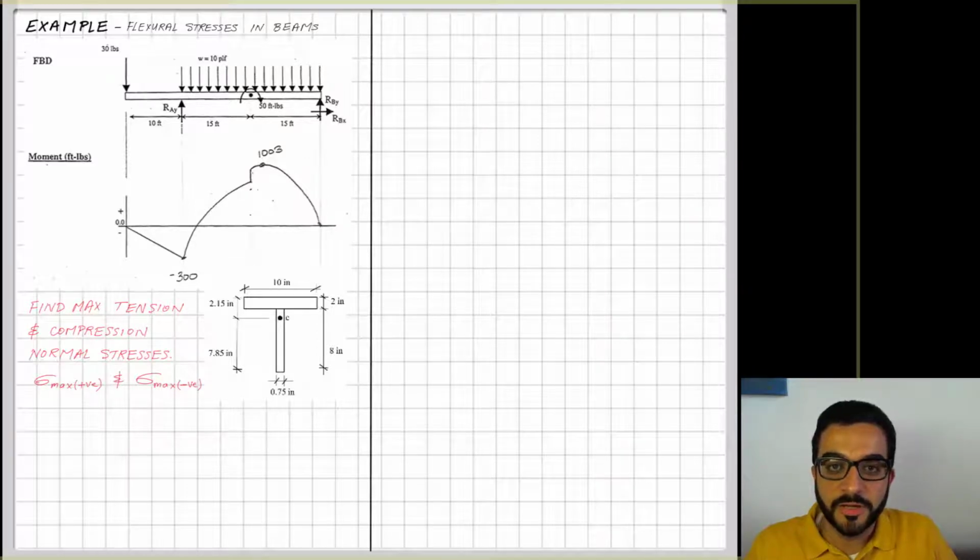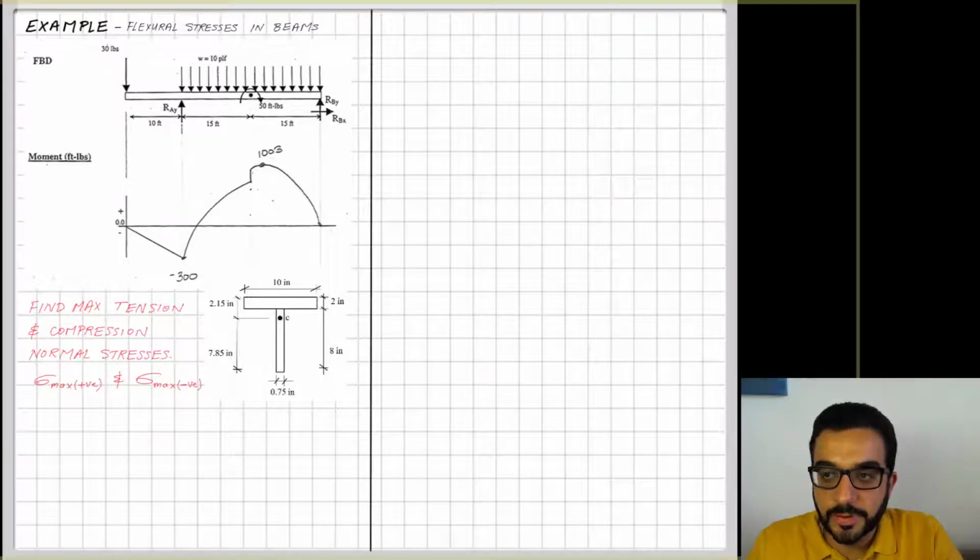Welcome. This video will see an example of calculating the maximum flexural stresses in beams. And we have here a beam that's supported at A and B. So we right away show the free body diagram.